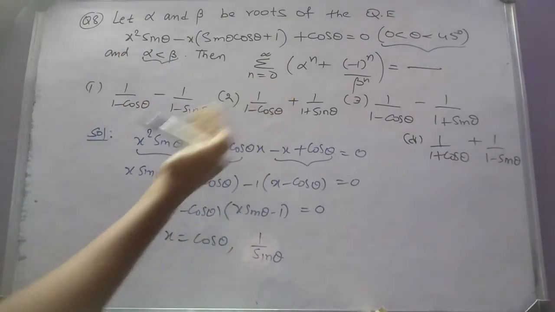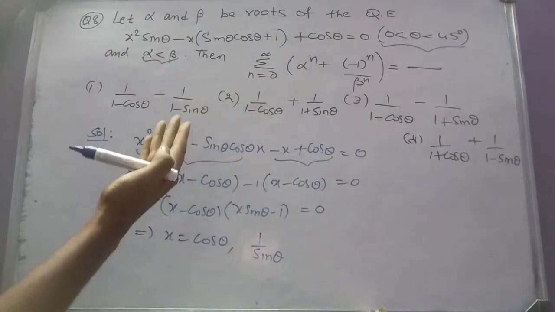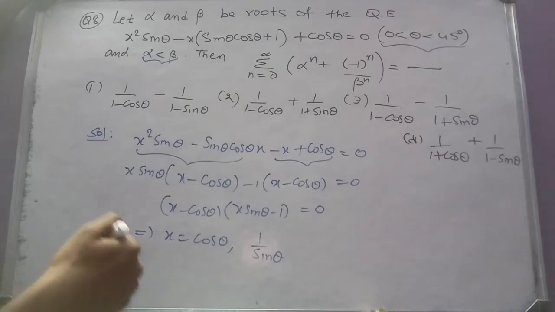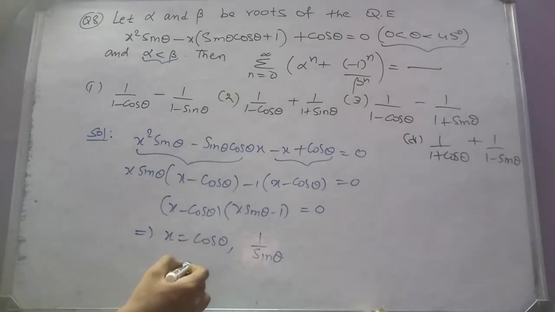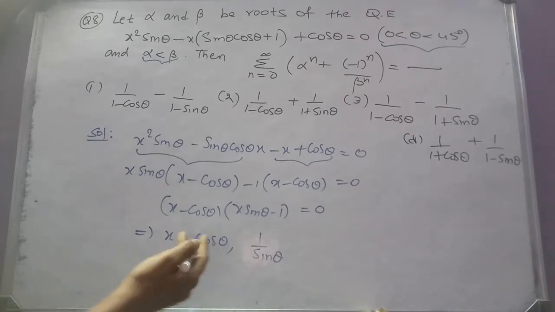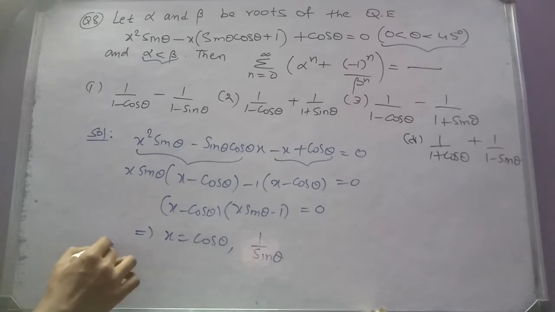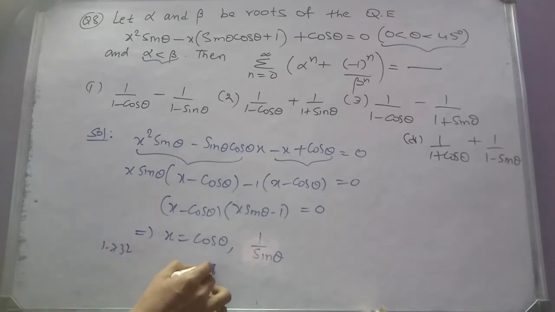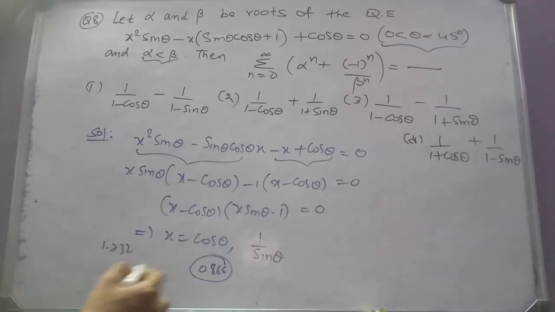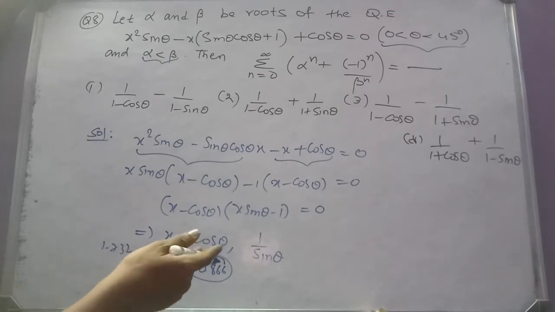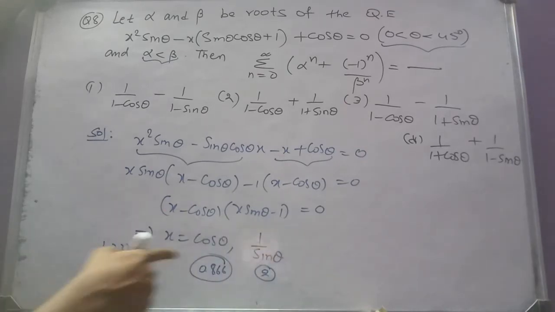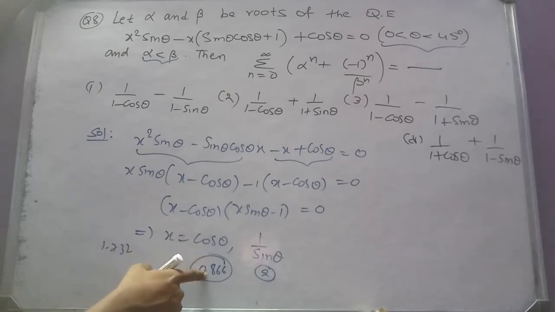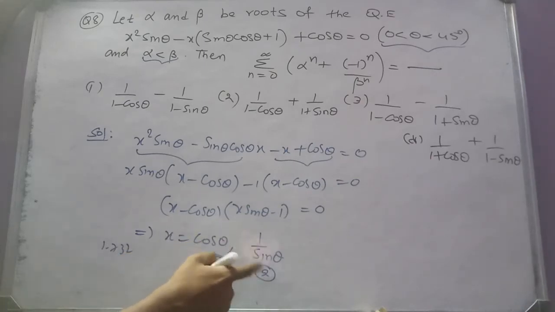And clearly we know that, in between 0 and 45 degrees, for example, you take 30 degrees. For example, take theta is 30. So cos 30 degrees is how much? Root 3 by 2, correct? Root 3 is 1.732 by 2 is 0.866 approximately. 1 by sin theta is how much? 1 by sin 30, it is equal to 2, correct? So clearly cos theta is 0.866 and 1 by sin theta is 2.